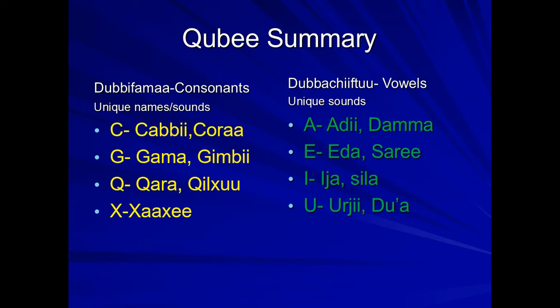Ija, ija, sila, sila. So that's how that E is used. U: urji. Actually, you can hear the sound itself in the word urji or dua. So that U sound is either in the middle, in the beginning, or at the end. We use those sounds. These are the consonants and the vowels.